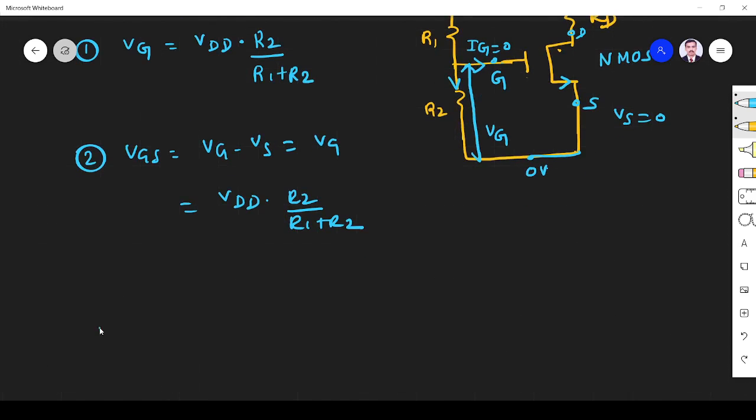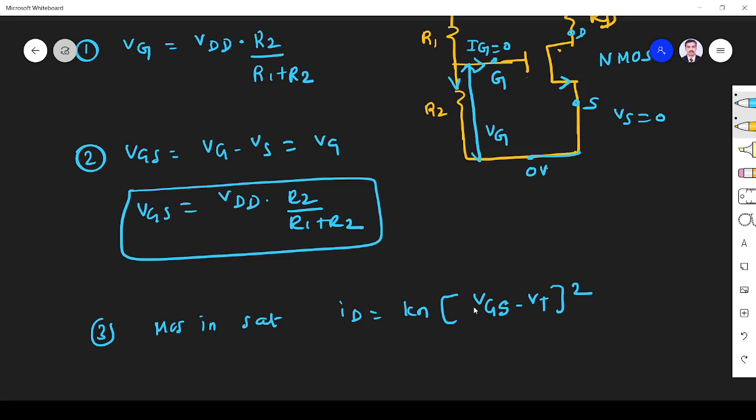Next, what is my aim? My aim is to find ID. When the MOSFET is in saturation, ID is equal to Kn times (VGS minus VT) squared. So VGS I want, and that VGS is here. To find ID, I found VGS, and to find VGS, I need VG. So this is the procedure. So VGS I found, so ID is equal to Kn (VGS minus VT) squared. Kn and VT are device parameters, that are given in the problem. They will vary depending on the device.